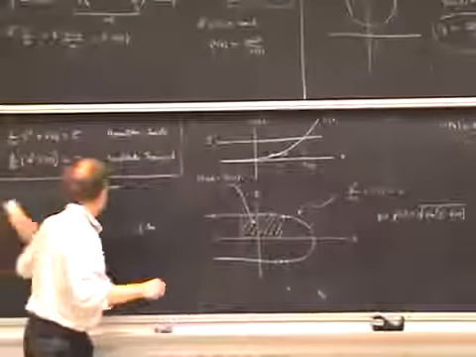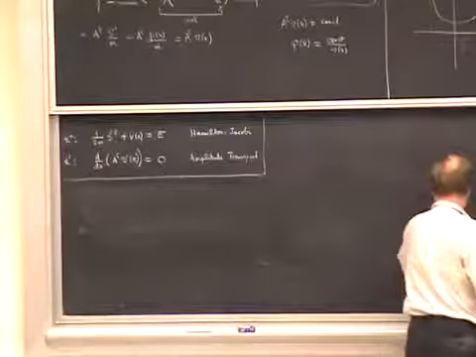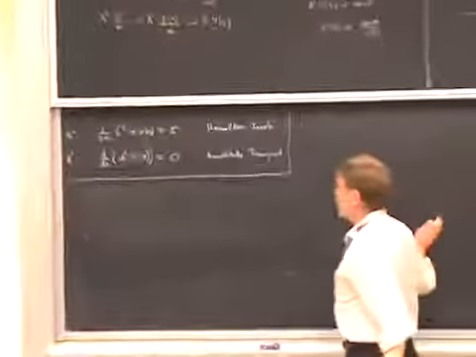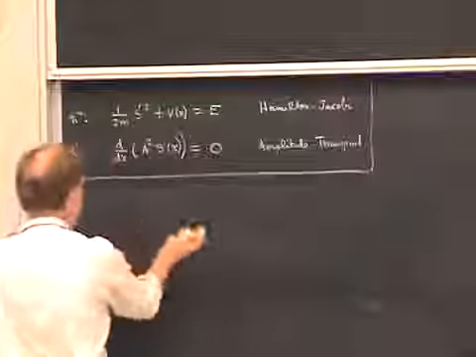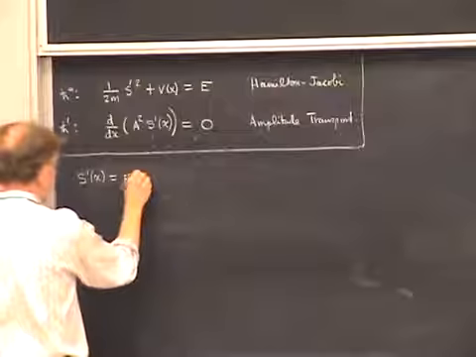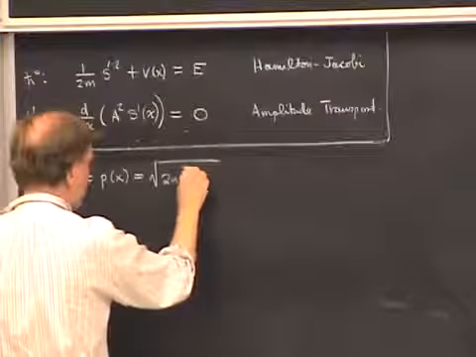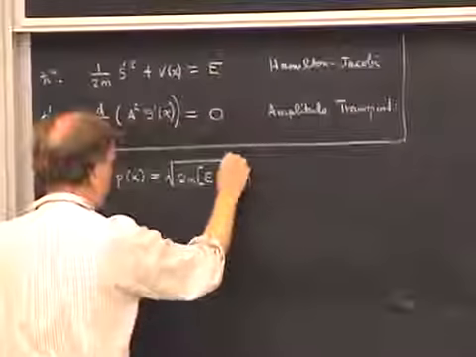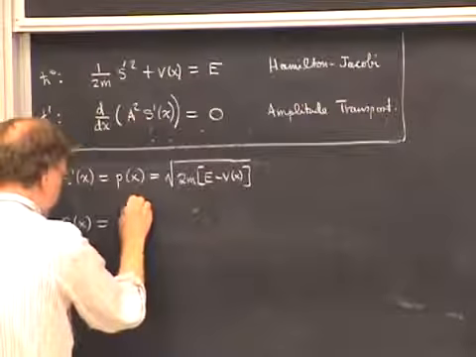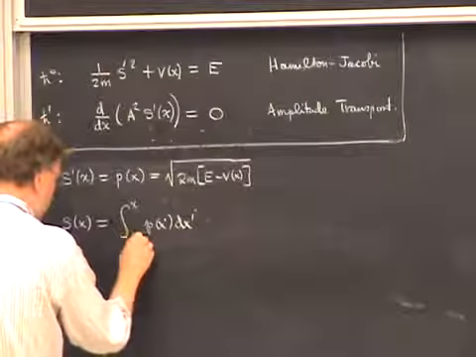Conveniently, we have these two equations still here. So to summarize the solution then, we've got S prime of x is equal to p of x, which is equal to the square root of 2m times E minus V of x. So S of x is the integral of that, with upper limit x, of p of x prime dx prime, with some lower limit.